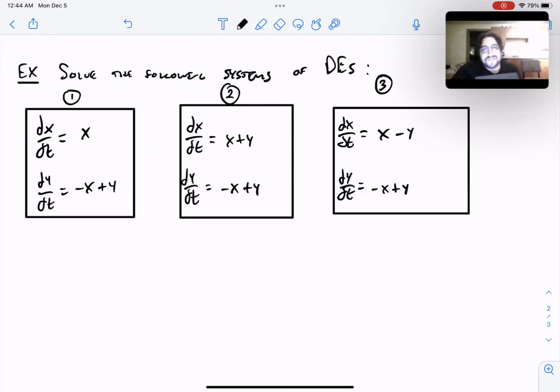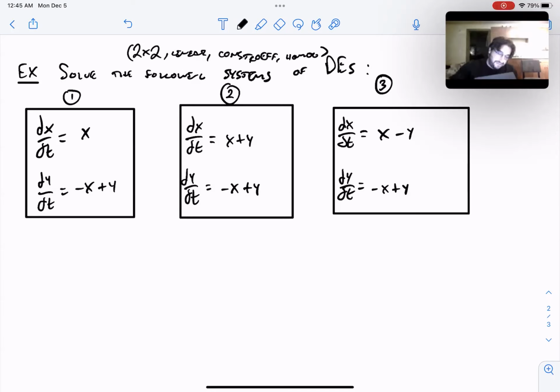Hello, hello. So today we're solving two by two linear, homogeneous, constant coefficient systems of differential equations. It turns out in that very narrow class of problems, not just general systems, but two by two linear, constant coefficient, homogeneous systems, in dimension two, there are basically only three things that can happen. So I'm going to do one of each.